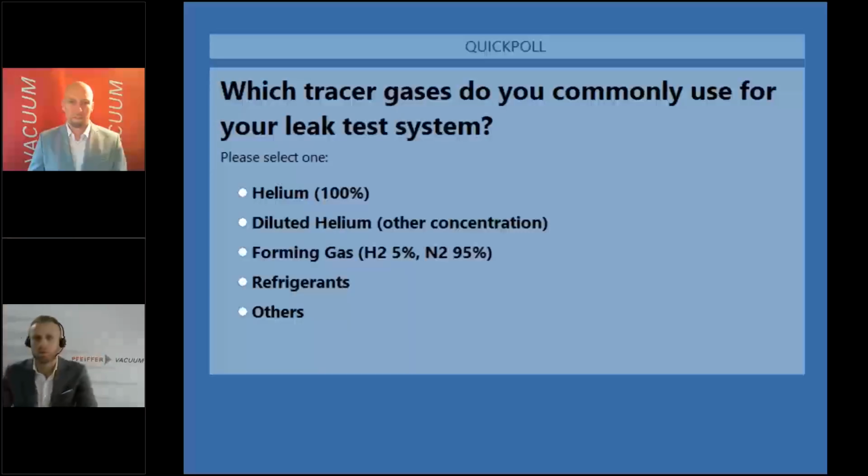Philip, if you could be so kind and open it. Yeah, thank you. We have talked about tracer gases so far, and also about concentration. So we would like to know which tracer gases you commonly use. Is it 100% helium? Is it a diluted helium? Other concentrations, 50, 30, 20, 5%? Is it, for example, a forming gas, 5% hydrogen and 95% nitrogen? Or do you directly measure refrigerants, or do you use other tracer gases which we have not mentioned here?